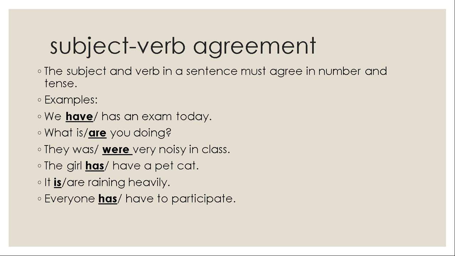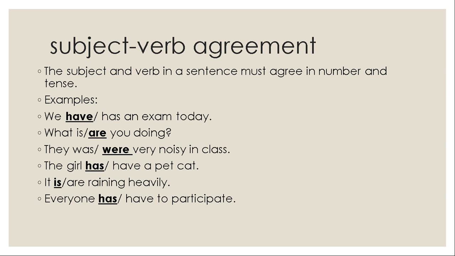Now, like always, it is very important to have subject-verb agreement in your sentence, which means that the subject and verb in a sentence must agree in number and tense, right? If your subject is singular, the verb should also be singular, and if the subject is plural, the verb should also be plural, and they should be talking about the same tense, right? So let's look at some examples here.